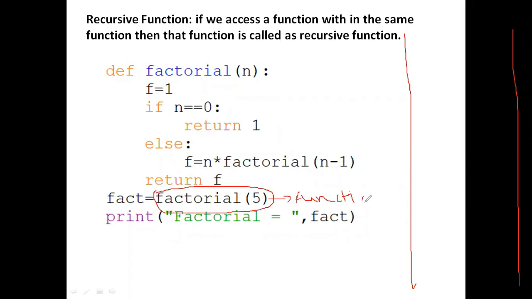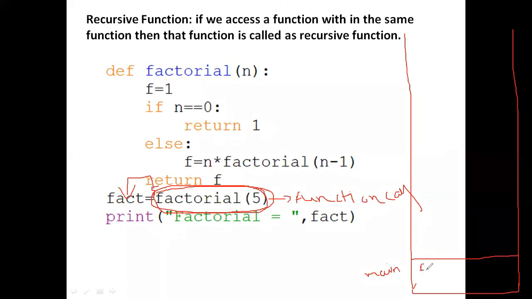For example, if I write fact equals 5, the 5 is a constant assigned to fact. But coming to the factorial of 5, what's its value? We don't know, so this is the function call. Let us assume this is the memory allocated for the main function. For the first instruction, fact equals factorial of 5, this is the function call.